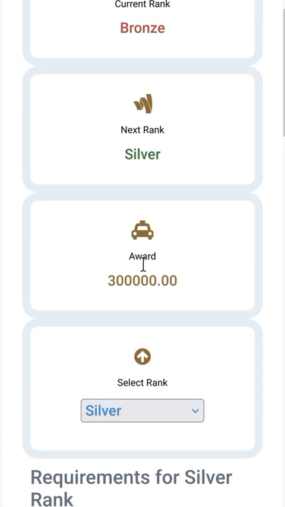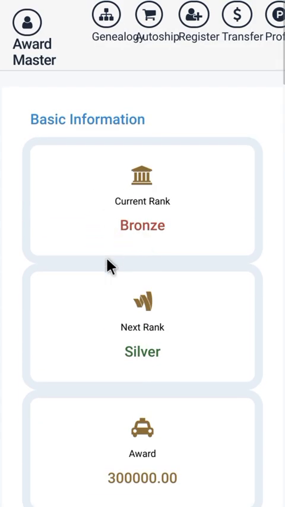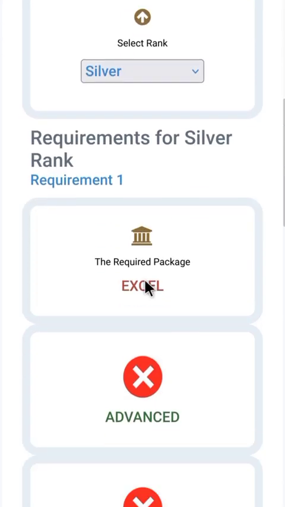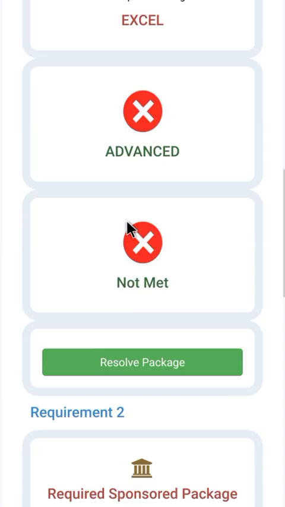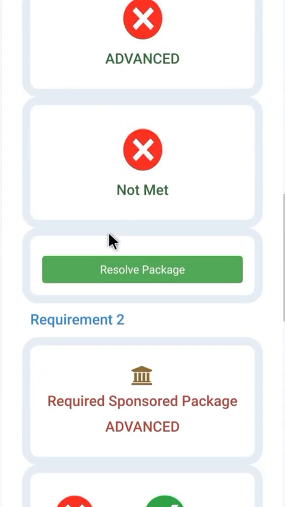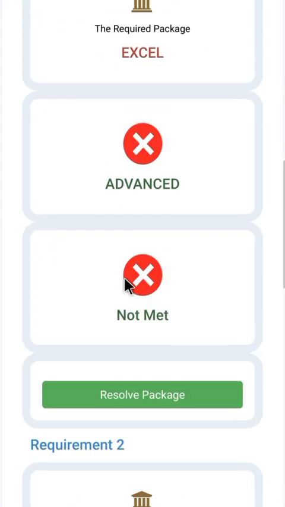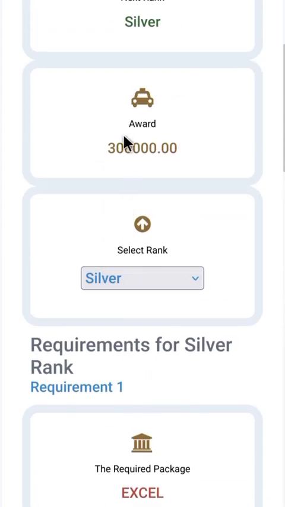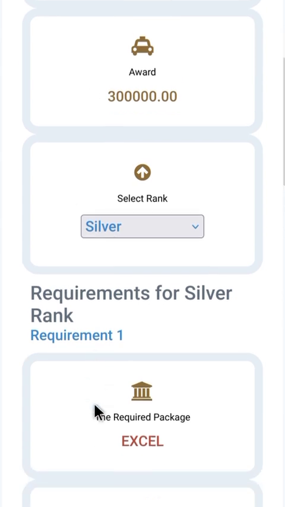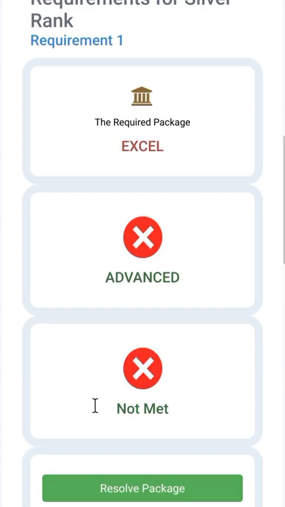So you can see the essence of this self-help service, the award master under the self-help service. It helps you to know what you need to do, the needed requirements for you to move from a particular rank to the next rank. So it's very, very awesome. Many people don't know about this place. If you know about this place, it will help you to position yourself well in the business, to strategize very well, and then know how to meet up ranks very, very fast.